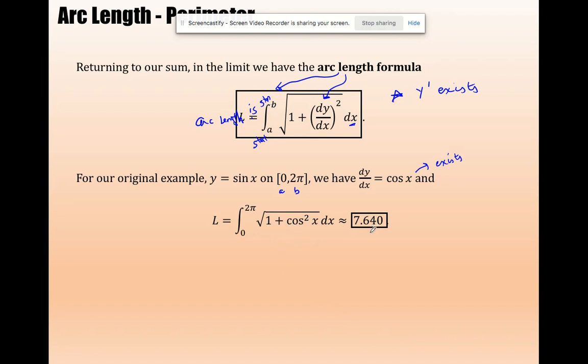And look at what I got. How close was our guess? Again, I would always have somebody guess 7.6. So somebody would be like, yeah, I won. Of course, it's 7.640, but good enough.